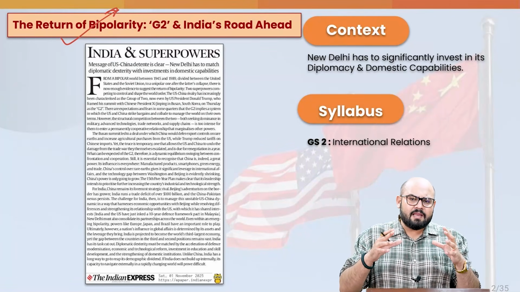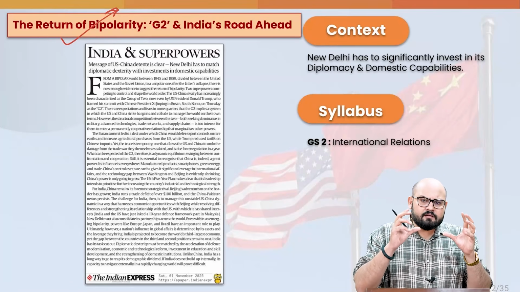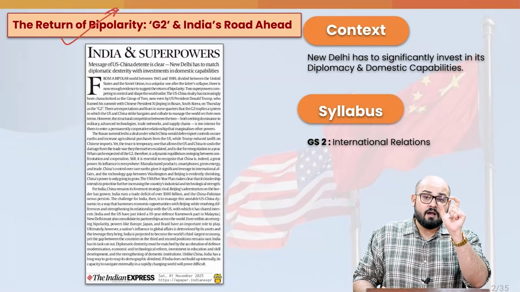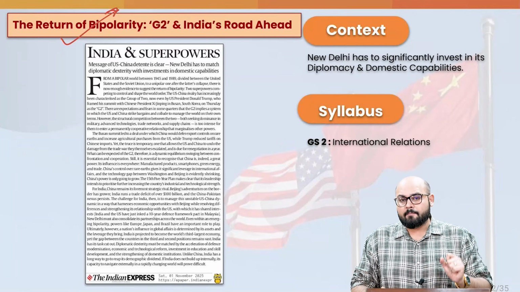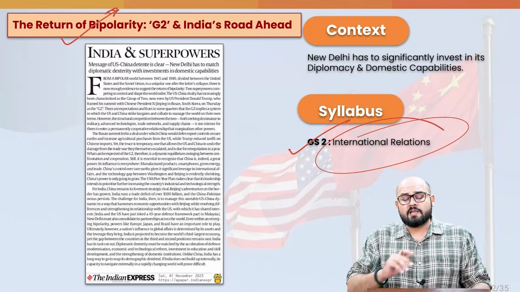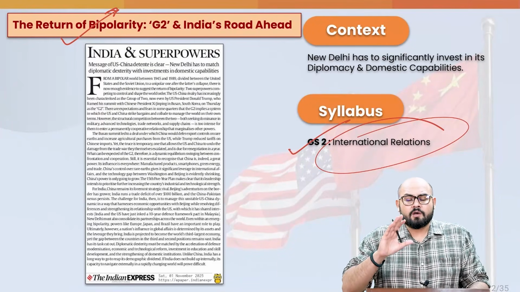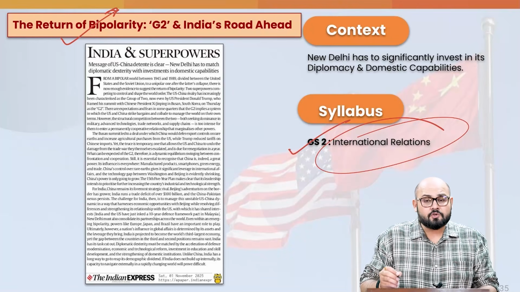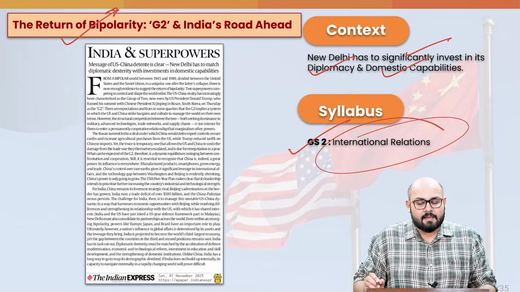Now, why this is really important for us to understand, especially as Indians, is where does India stand in this particular frame of G2? That is a world order being led by these 2 countries combined, US and China. Very, very important topic of GS2 international relations, and especially those of you who are having PSIR as an optional, again, very important topic. What the scholars are saying is in this particular construct, India should significantly invest in its diplomatic outreach and domestic capabilities.